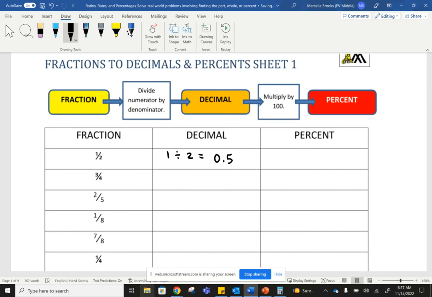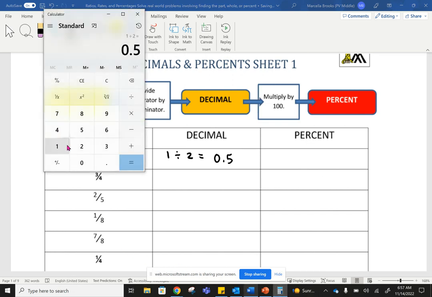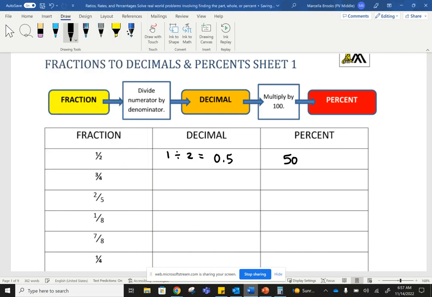Now we're going to turn that decimal into a percent. So the way we do that is we see how it says decimal to percent. We're going to multiply by 100. So we're going to take our decimal and multiply by 100. So we're going to take 0.5. Oops, not 0.6, 0.5 times 100. That's 50. So as a percent, it's 50. So 1/2 is equivalent to 0.5, and that's equivalent to 50%. These are all equivalent values.